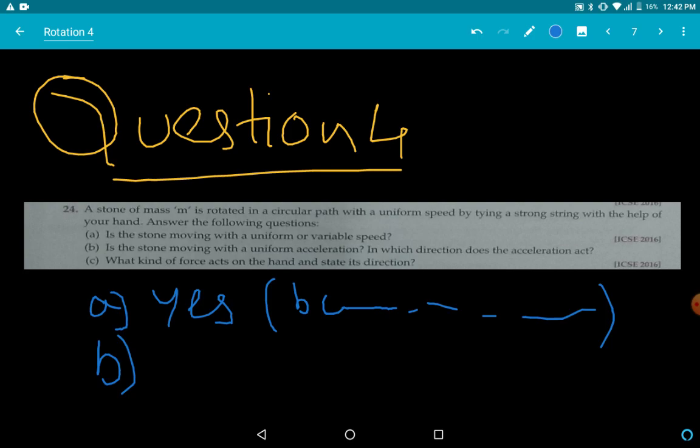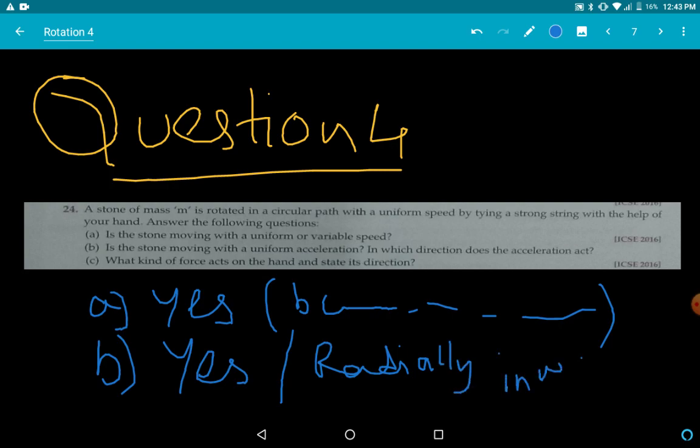Is the stone moving at uniform acceleration? In which direction does the acceleration act? You have to say yes. Why? Because I told you last day, remember, that acceleration never changes in the case of this. Just write yes, because this is a 2 marks question, so you don't need a reason here. And in which direction does the acceleration act? I told you, radially inwards. What kind of force acts on the hand and state its direction?